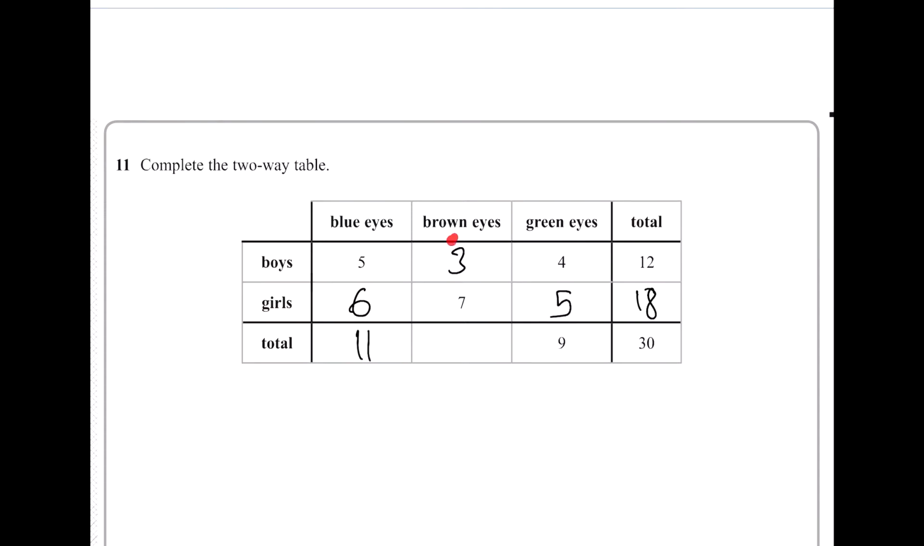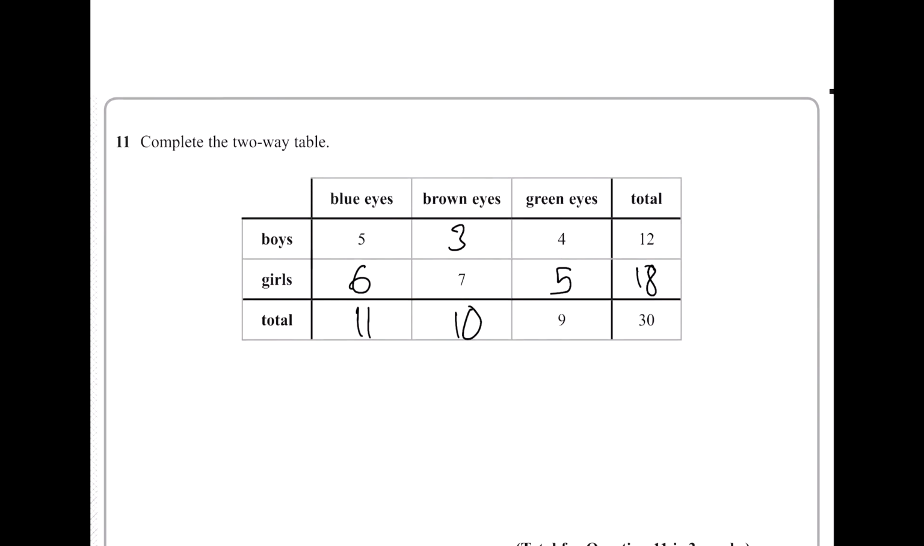And then here, 3 plus 7 has to be 10. And now just double checking, 11 plus 10 is 21, plus 9 is 30, and that matches what it should be. So we're done.